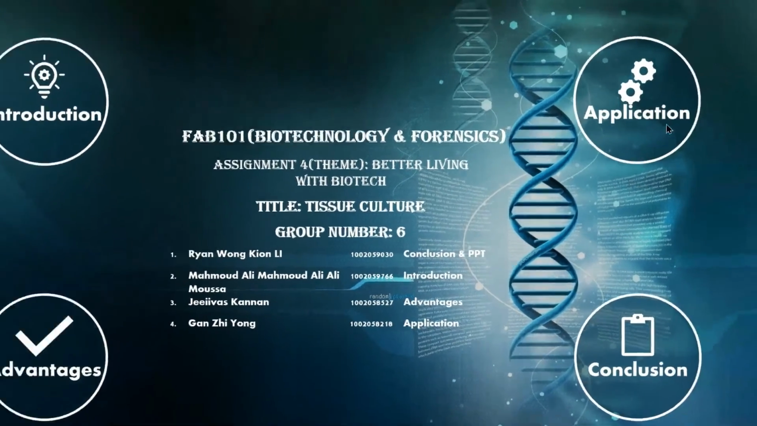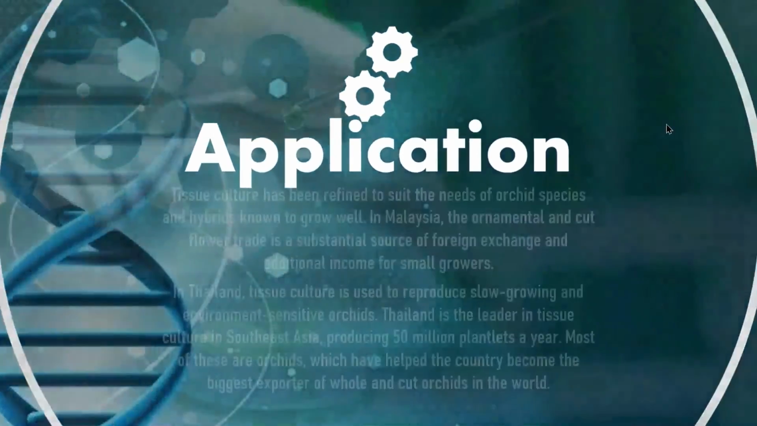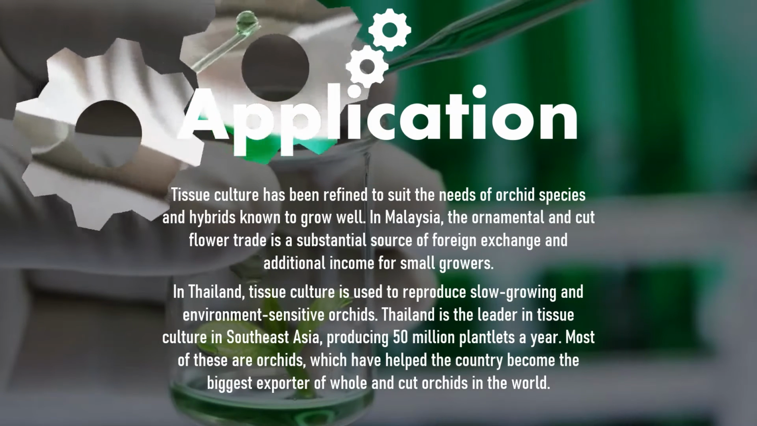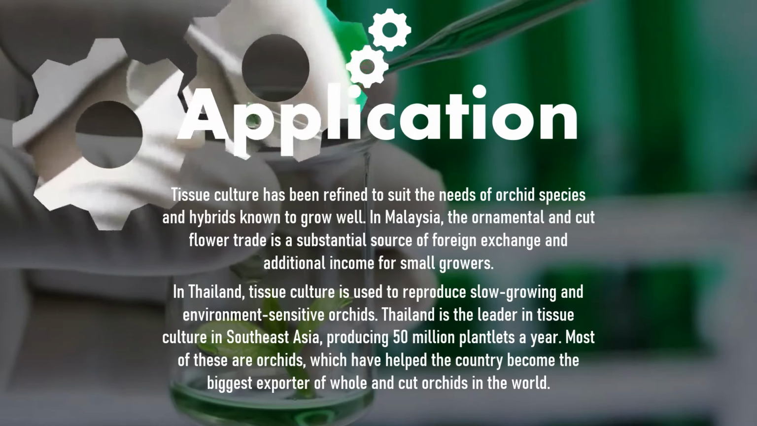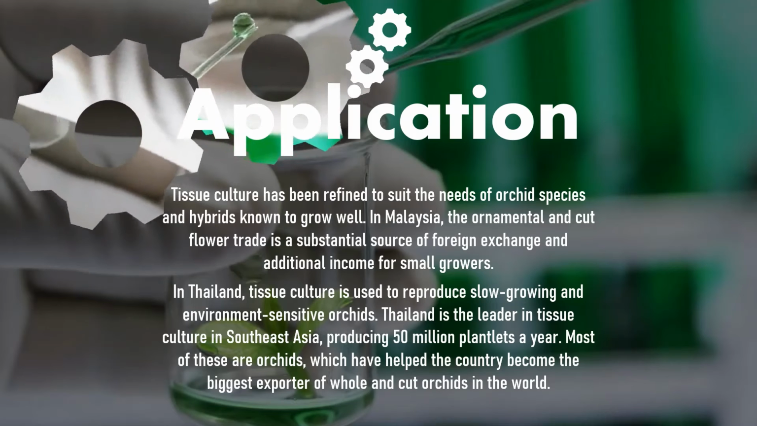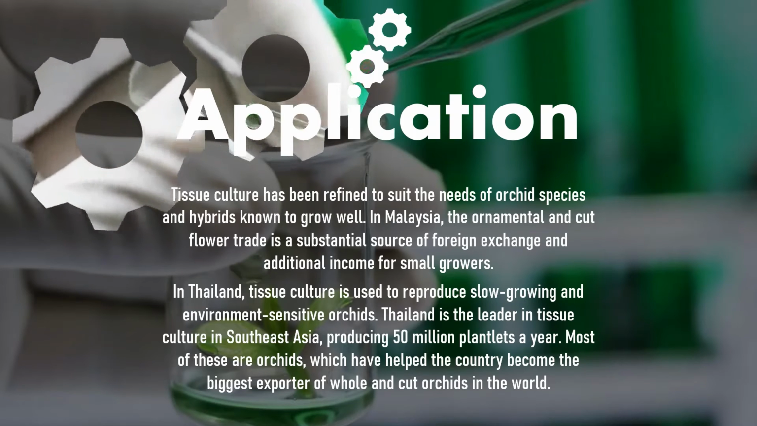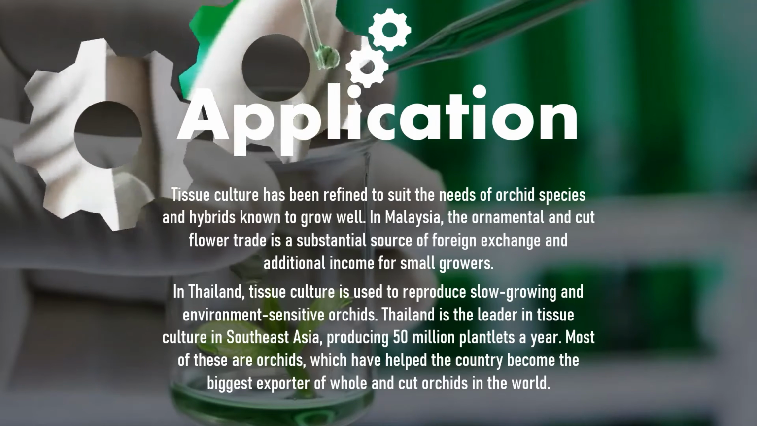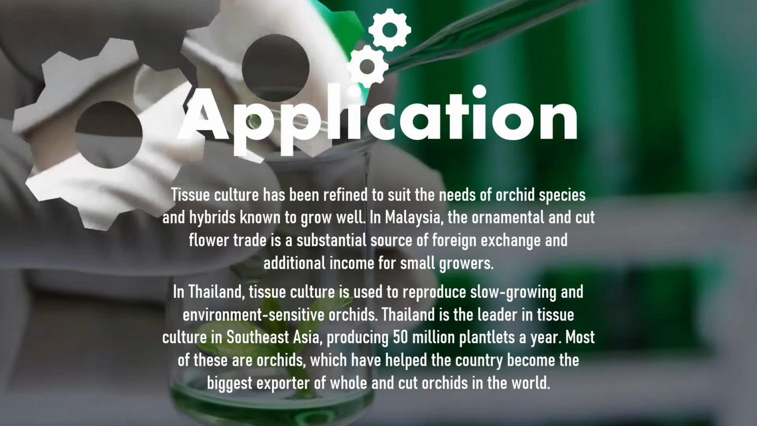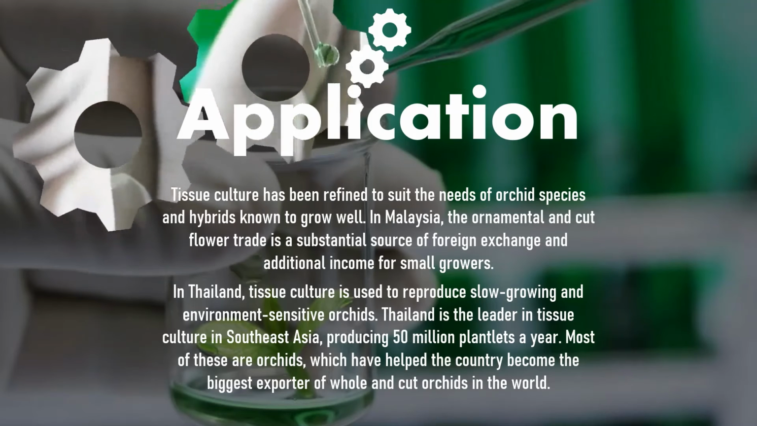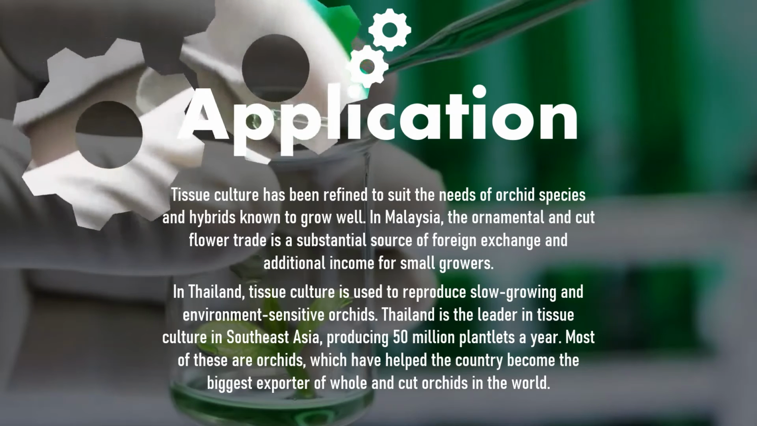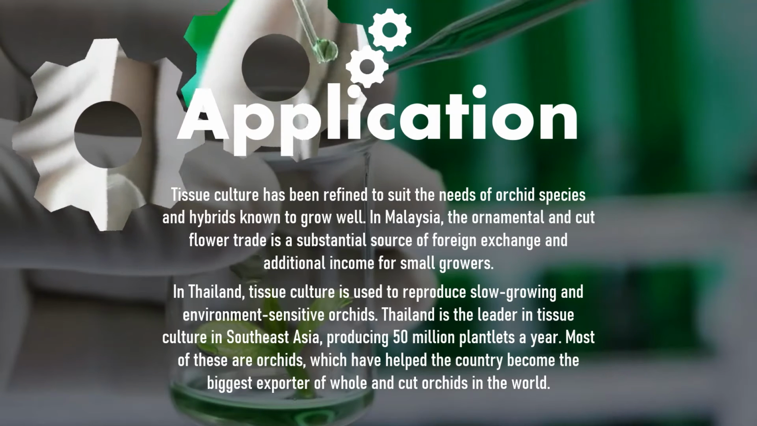Good morning to everyone. So now I'm going to present on how tissue culture works and how it benefits society. Firstly, tissue culture has been refined to suit the needs of orchid species and hybrids known to grow well. In Malaysia, the ornamental and cut flower trade is a substantial source of foreign exchange and additional income for small growers. In Thailand, tissue culture is used to reproduce slow-growing and environment-sensitive orchids. Thailand is the leader in tissue culture in Southeast Asia, producing 50 million plantlets a year.